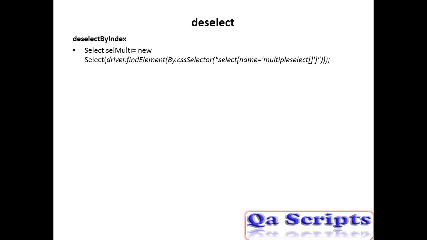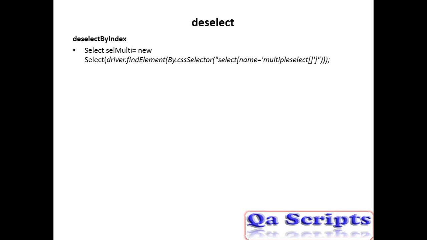Now let us look at deselect commands. We have three different deselect commands, as I was explaining in the second slide. That is deselect by index. What is this deselect by index? It is going to deselect the selected options by index. It's exactly opposite to select by index. So we have to pass the index number to deselect the option. Let us look at the syntax of how to use the deselect by index method.